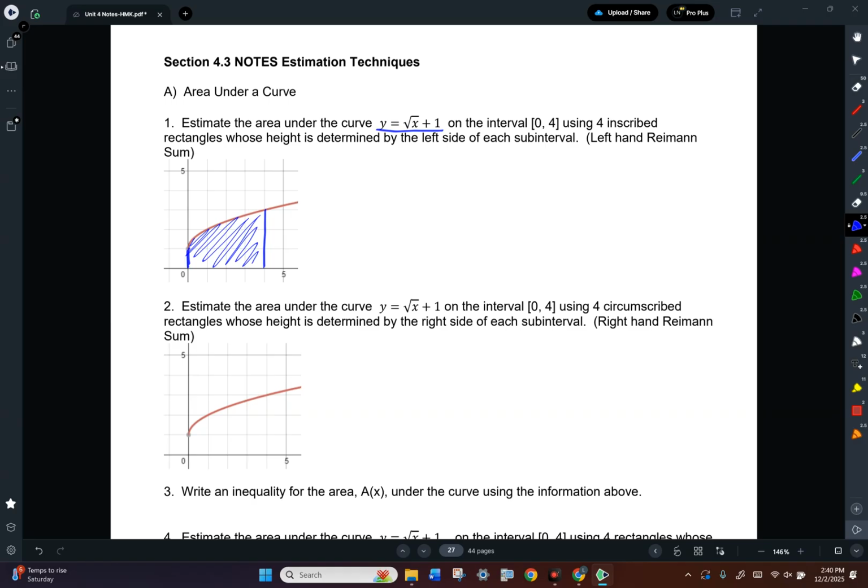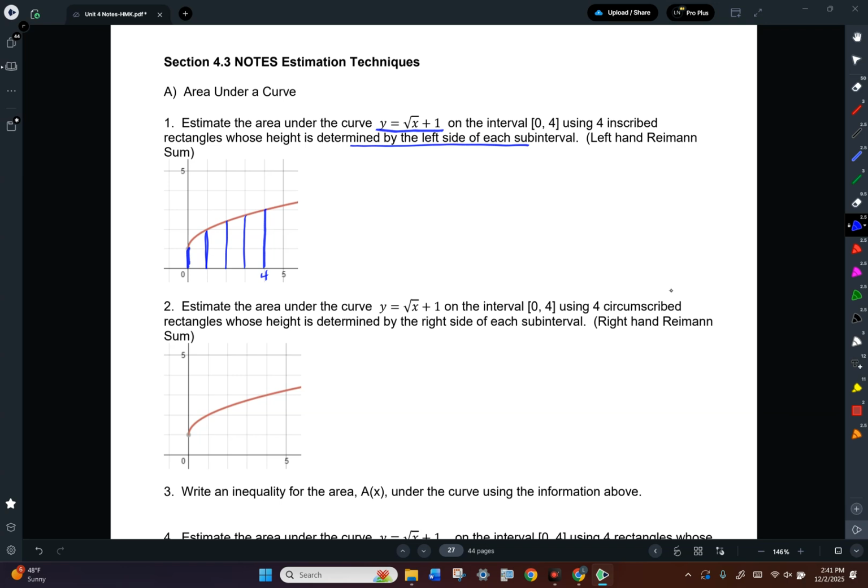And so the way we're going to estimate is, it says, using 4 inscribed rectangles, so we want to make 4 rectangles within that whole area, whose height, meaning the height of each rectangle, is determined by the left side of each subinterval. So if I'm going from 0 to 4, if I divide it into 4 equal intervals, then each interval is 1 unit wide. And I want each of these to be a rectangle, but the rectangle's height is determined by the left side of the interval.